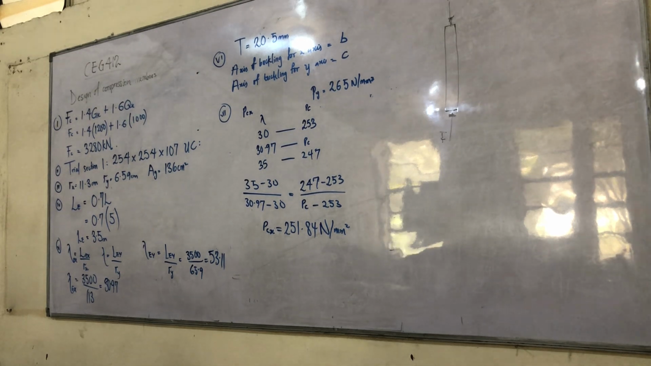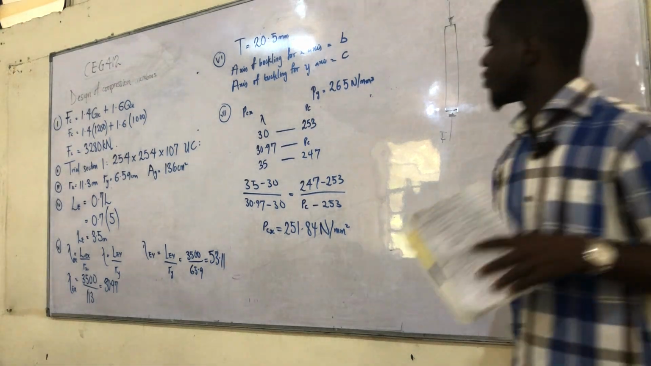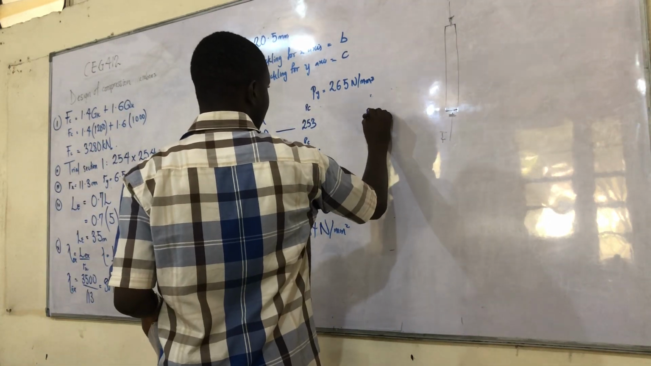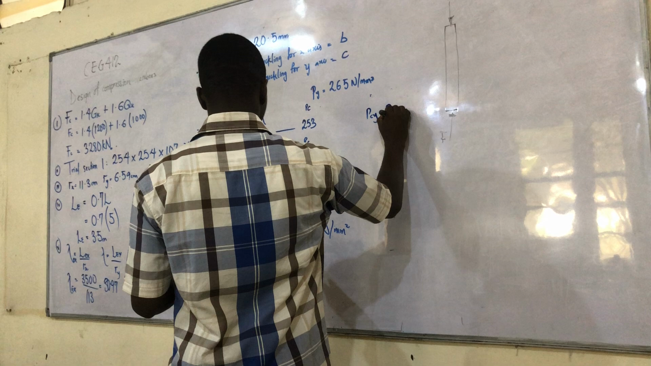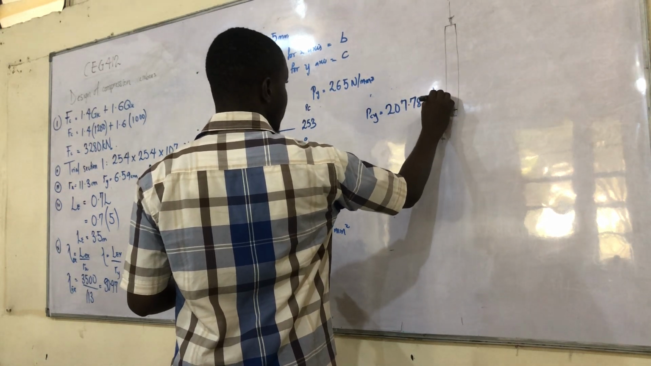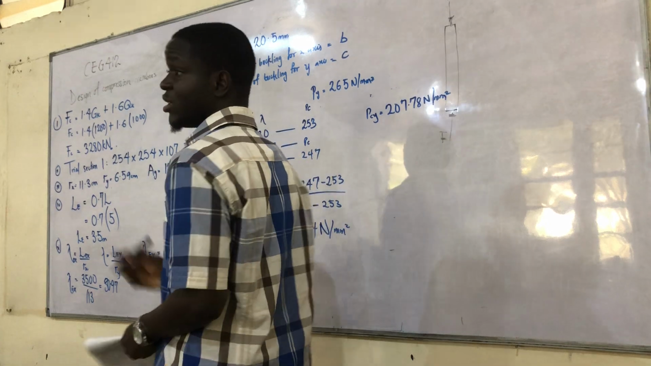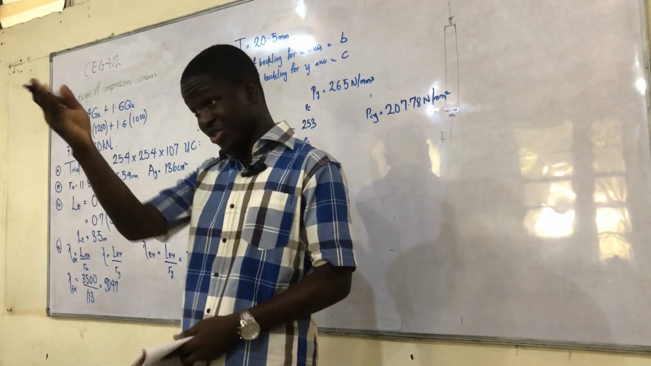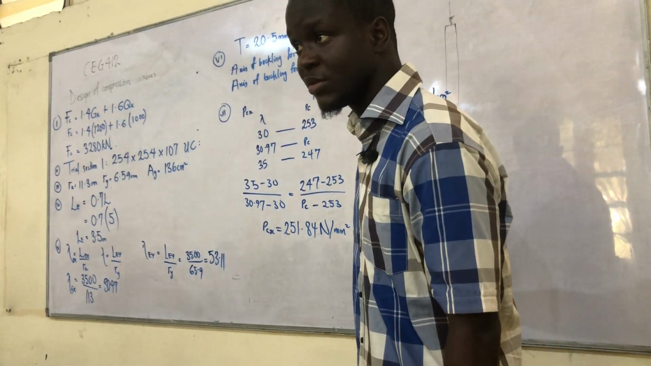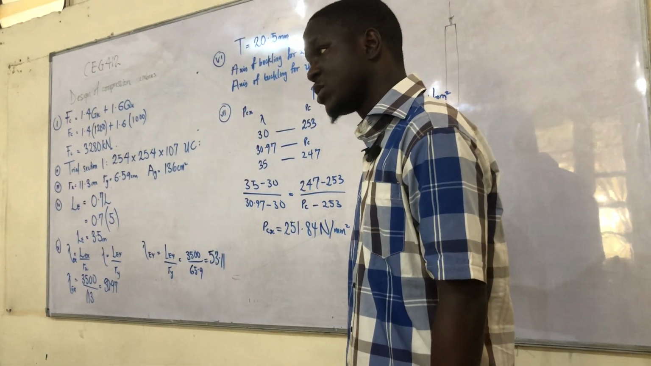Are you done? Anyways, you're going to be figuring out that PCY is equal to 207.78. Is that what you got? If you are saying yes, I know you've not done it. You didn't do it, so don't even. So now, do we understand up to this point?